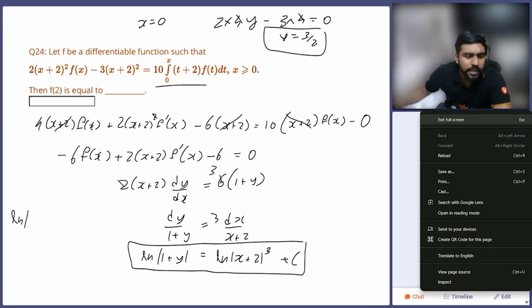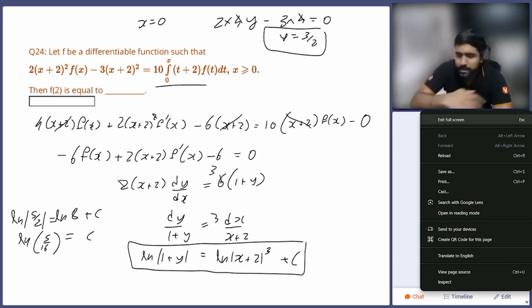So let's put x is equal to 0. So you get ln mod 4 by, sorry, 5 by 2 is equal to ln mod 8 plus the constant of integration. So what is the constant of integration? That's ln of 5 by 16 minus ln2 when you will do.